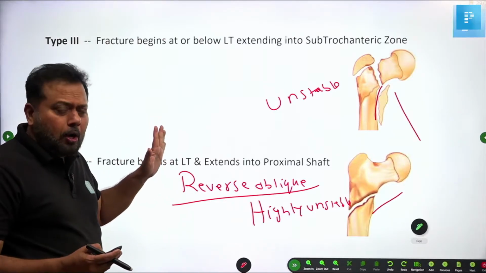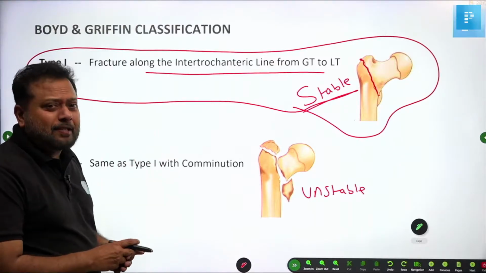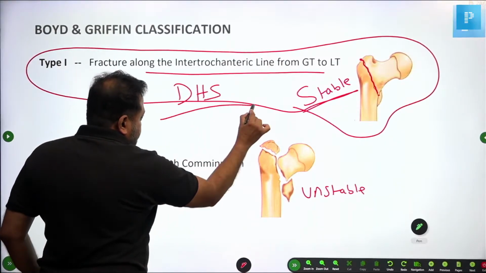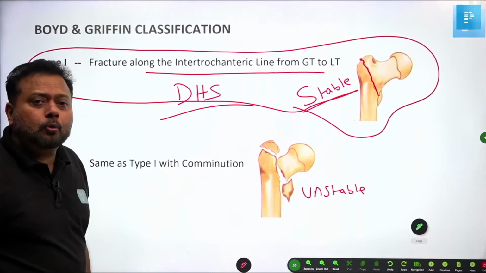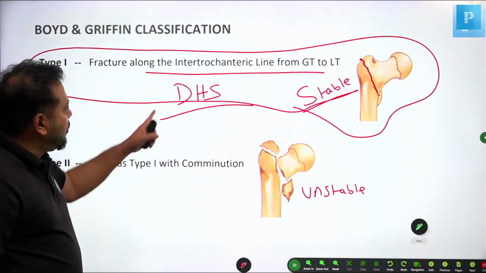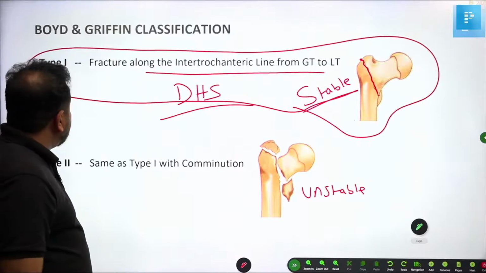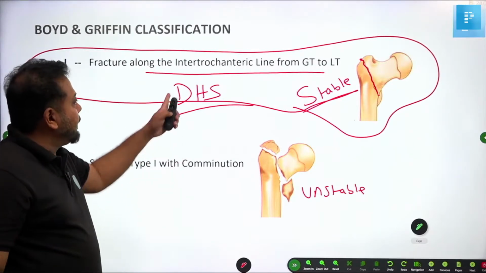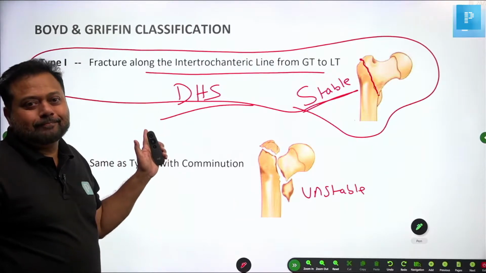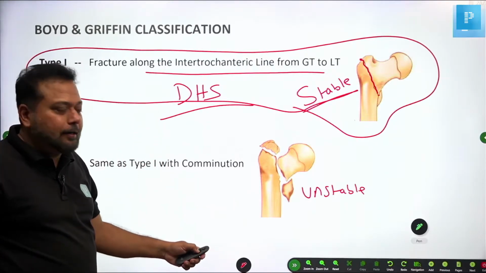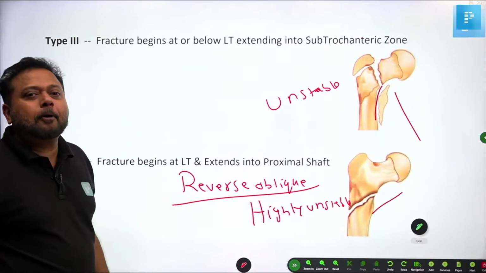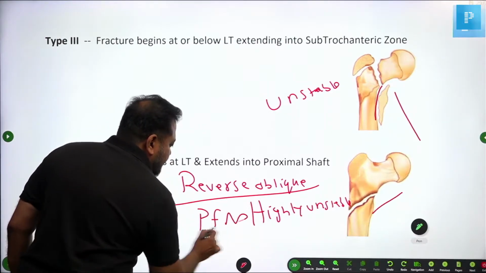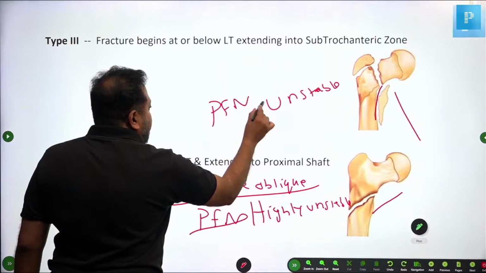So dynamic hip screw is the best treatment only for type 1. And if at all you want to try boot, you can try only for type 1. For all these other types, the best treatment is proximal femoral nailing, PFN.